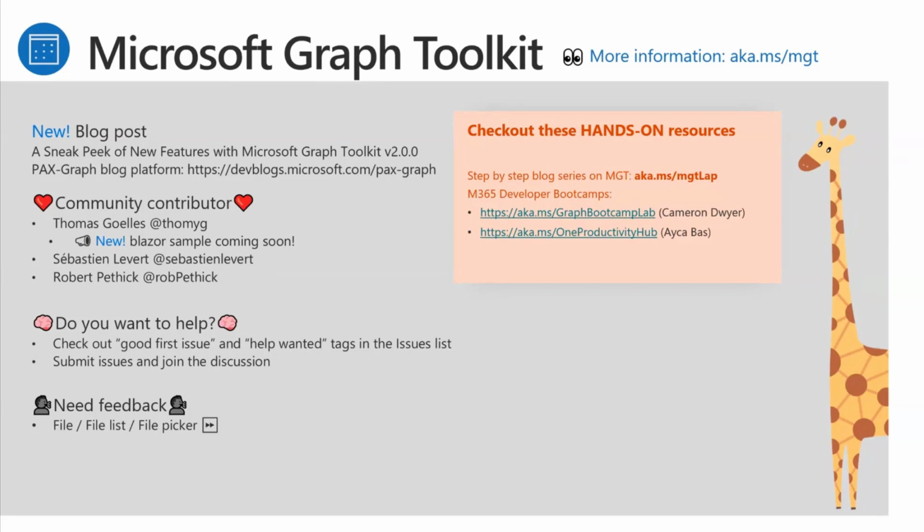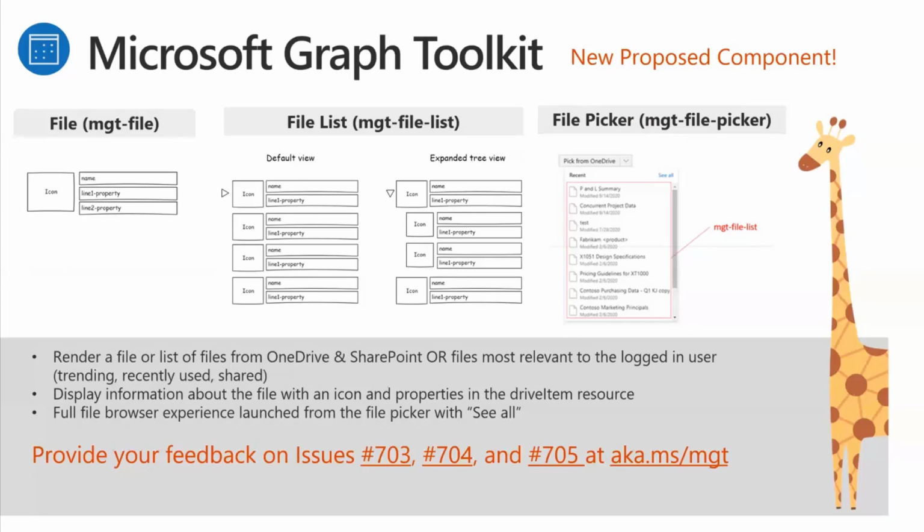And then we also need your feedback on something. On the right side, the orange block has all the links and actions. So here's a new component that we need your feedback on. Please give us feedback on issue 703, 704, 705. We wanted to introduce a new component that's about files from your OneDrive. So go check it out and let us know what you think.